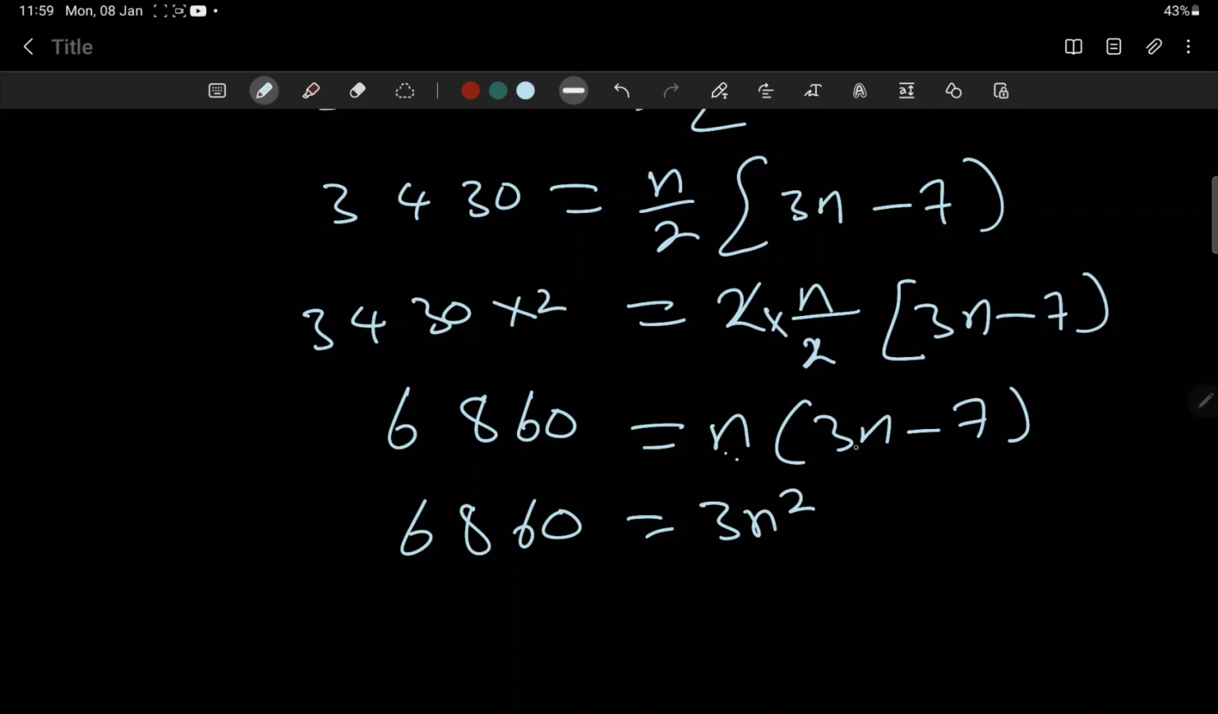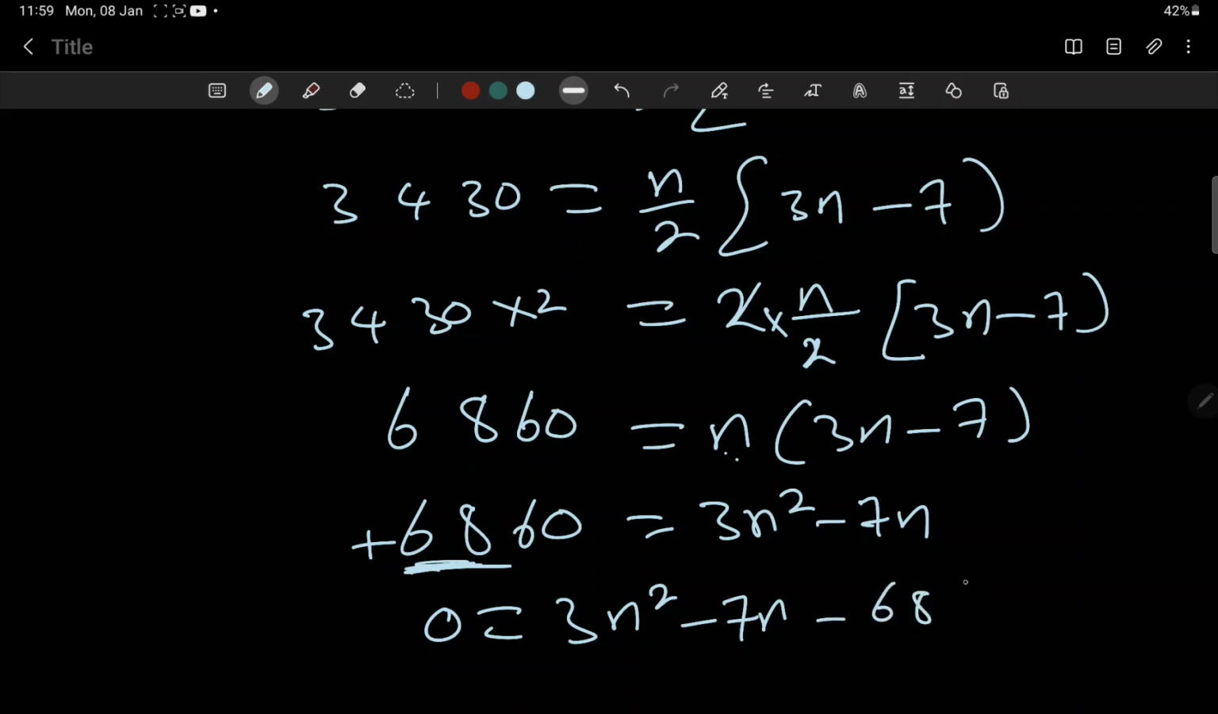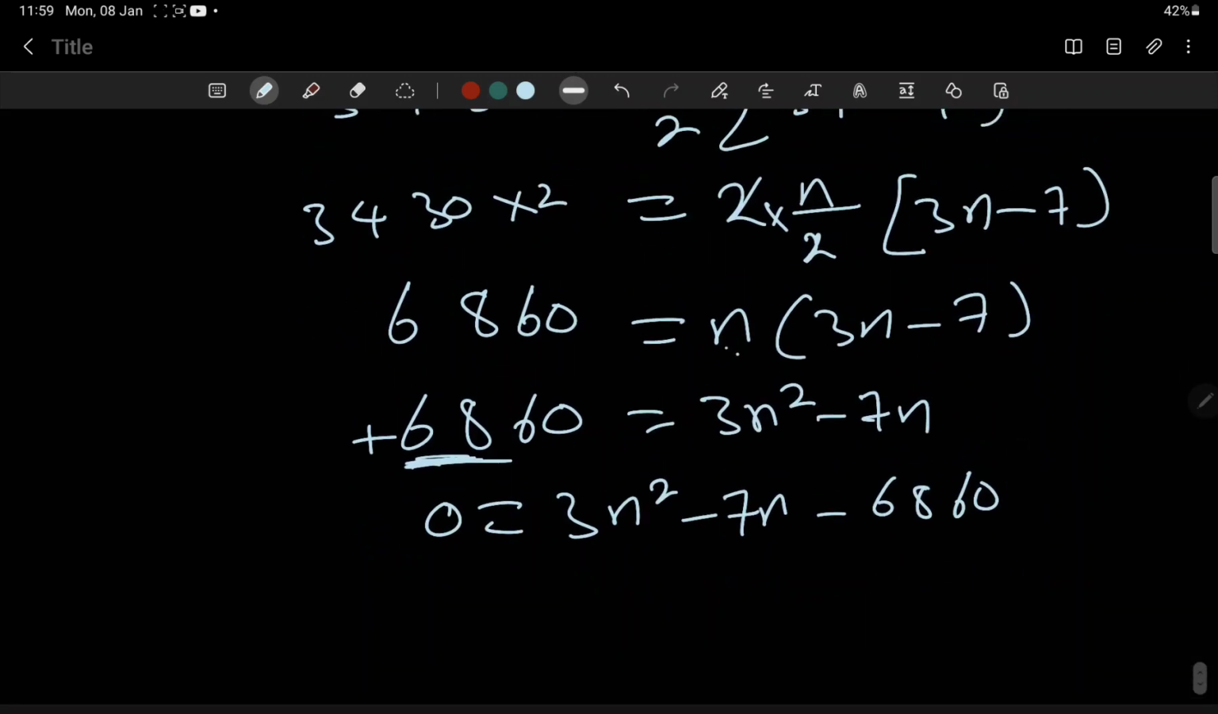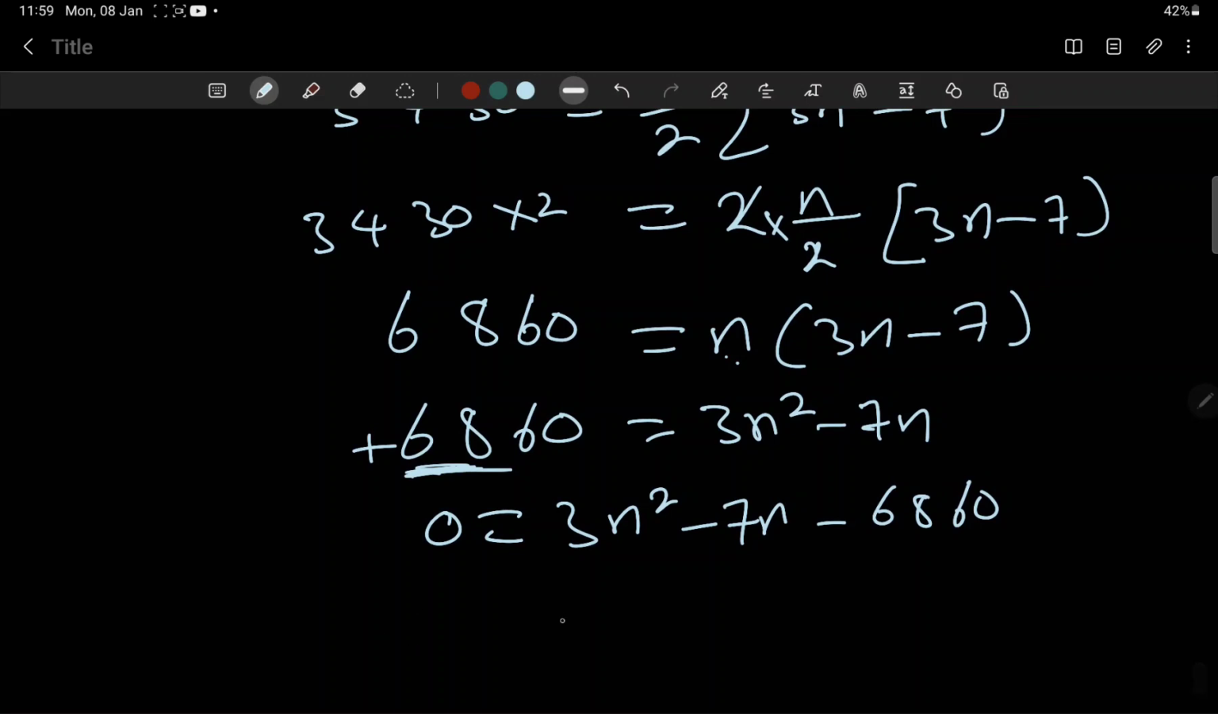3n squared, n times 3n, that is 3n squared. Negative 7 times n, negative 7n. Let's take this to the right hand side. 0 equals 3n squared minus 7n. This is positive on the left hand side, so when it comes to the right hand side it becomes negative 6,860. Then this is a quadratic equation. I don't think there are factors here, or even if there are, it wouldn't be easy. This is a big number, so just use the quadratic formula.